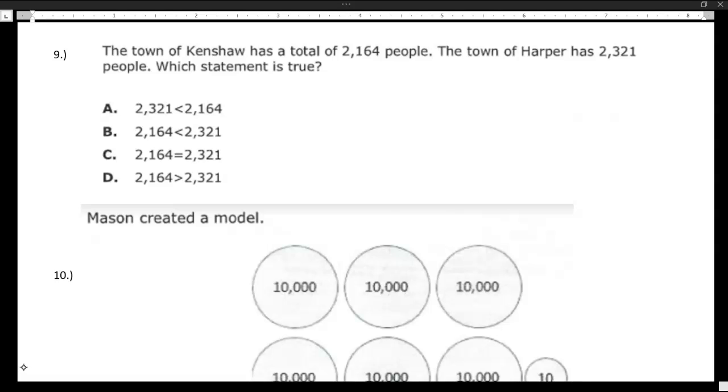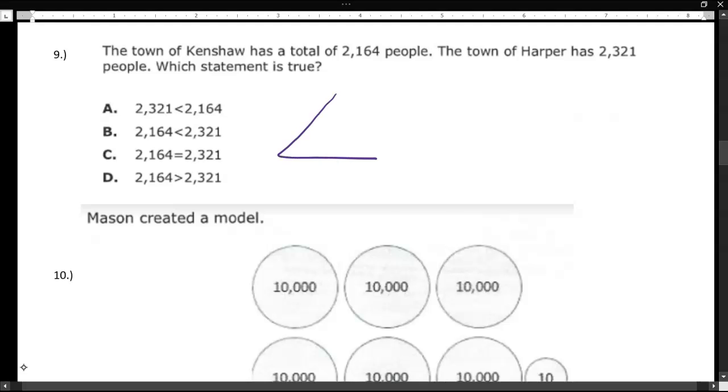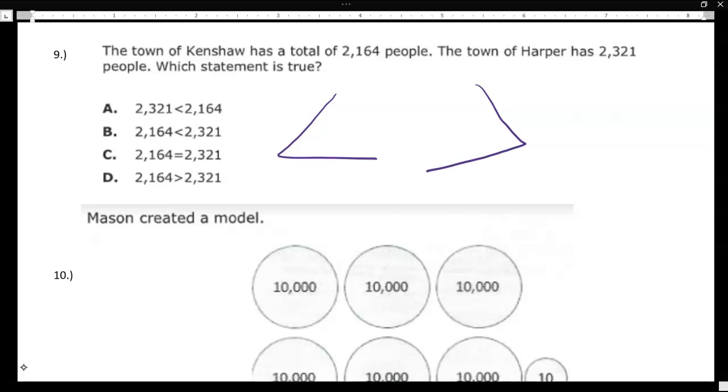Number 9. The town of Kinshaw has a total of 2,164 people. The town of Harper has 2,321 people. Which statement is true? Now, I want you to notice something. You will notice that these signs are on each of the problems, yes? How do we know how to say them? One's greater than, one's less than, right? But how do we know how to say it? The smaller number gets, the bigger number gets.